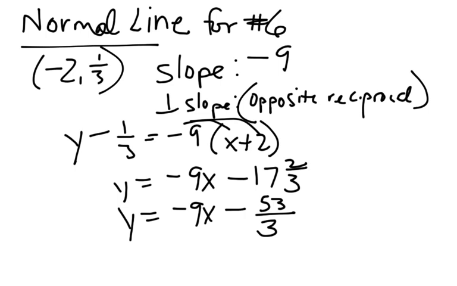So for the normal line, once you've written the tangent line equation, really all you're doing is changing this slope to the opposite reciprocal and rewriting the equation from there.